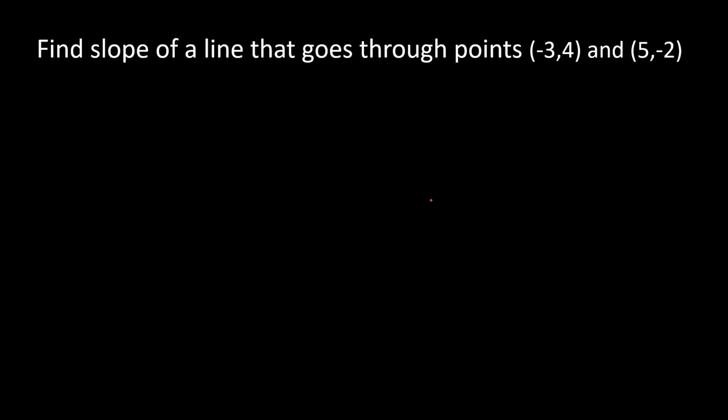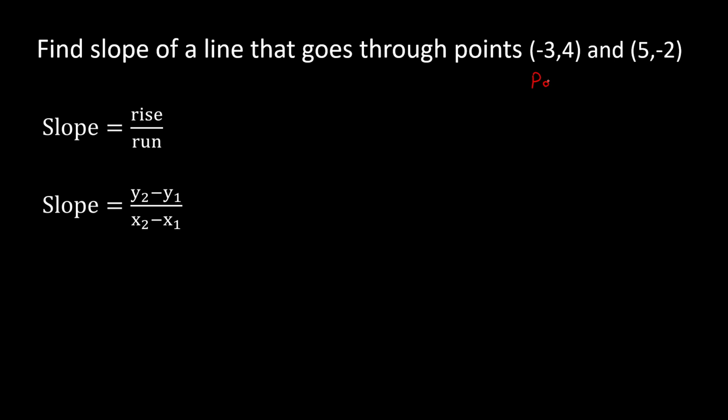Let's try another example. Here we see a line goes through the points negative 3, 4, and then 5, negative 2. If we use our formula, where we take y2 minus y1 over x2 minus x1, we can find the slope. Just for illustration, let's call this one point 2 and call this one point 1. I'm illustrating the fact that it does not matter which point is which. This can be point 2 if we want, and this can be point 1 if we want.